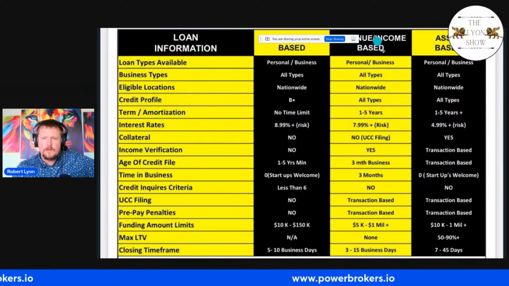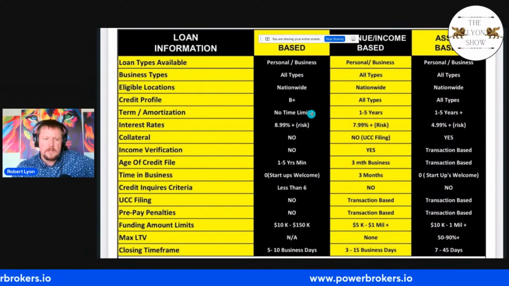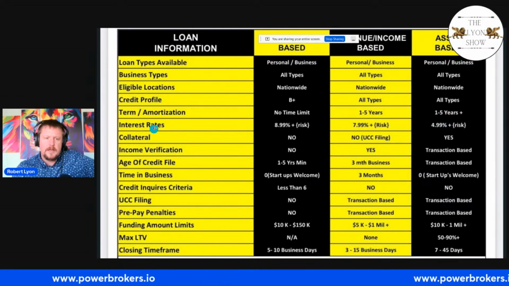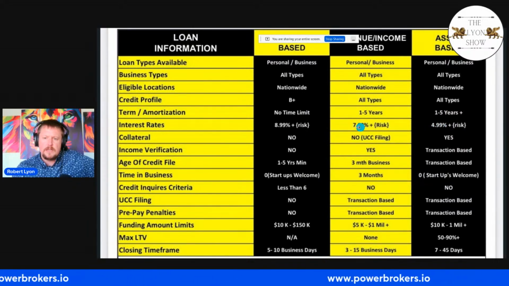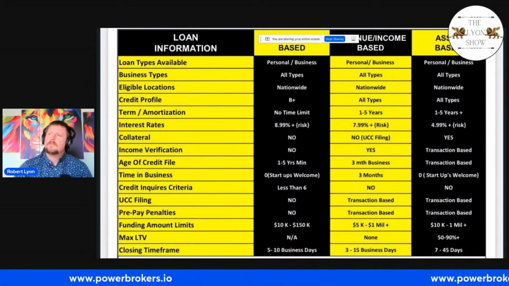Terms. So typically if you're doing a revenue based income, you want the loan to be at least 1 to 5 years. That's typically what it's going to be like. If it's credit based, there's really no limit. Interest rates. So you see how asset based interest rates go down because they have something to go against. And then basically if you're doing revenue, it can be 8% or higher or 9% or higher. And these kind of things can change all the time.